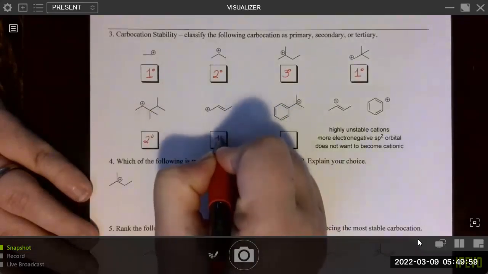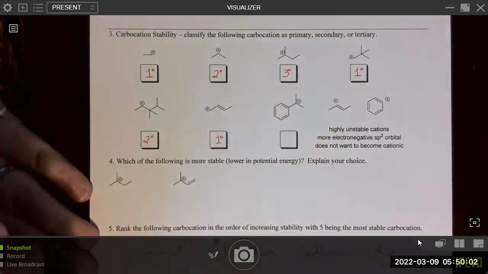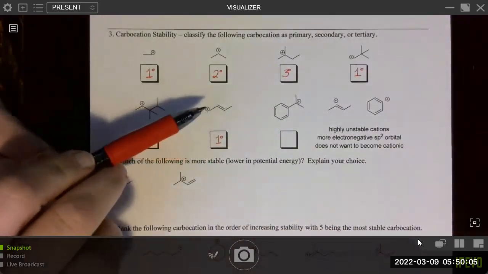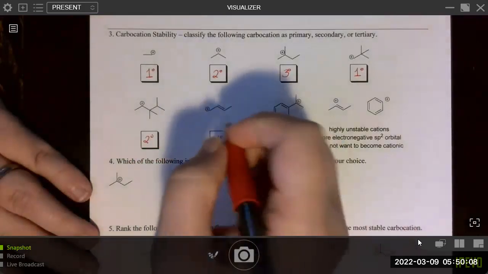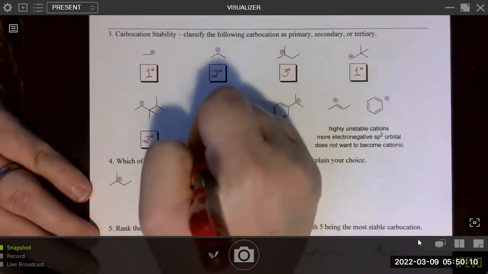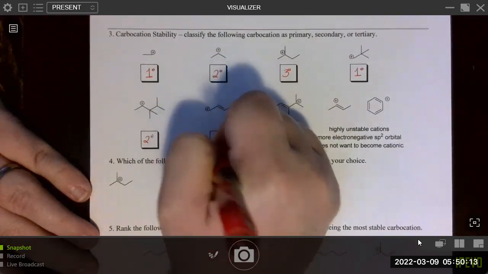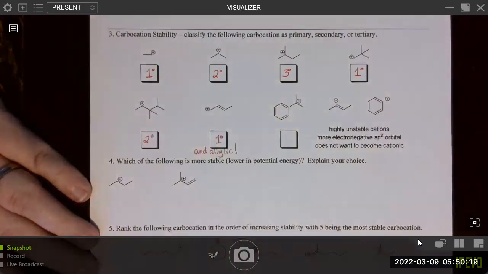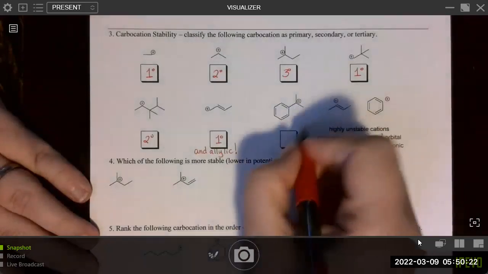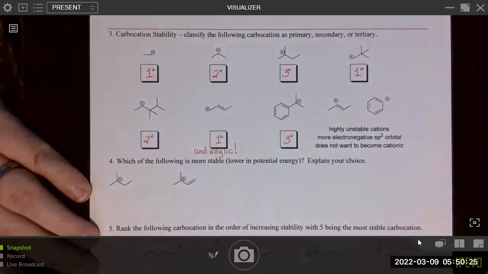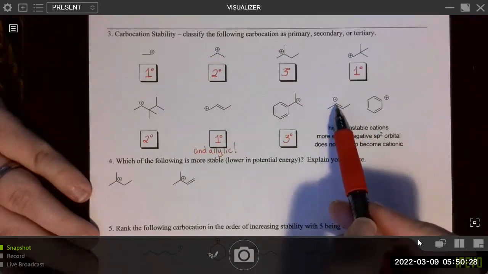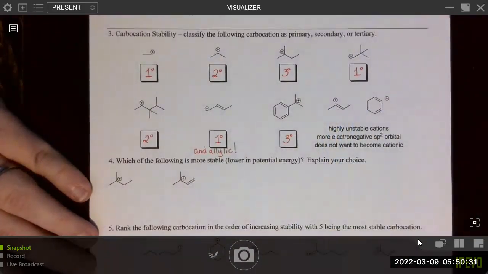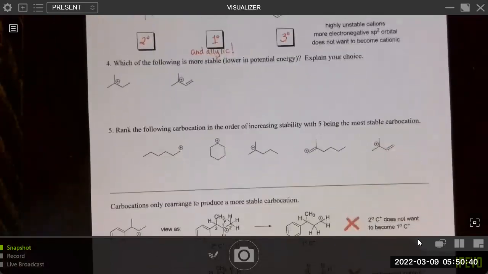Again, primary, but this one is kind of special, right? Because this one is not just primary. You might think, oh, primary, really, really unstable, right? But this one is primary, and we'll say, and allylic, right? So it's actually a lot more stable than it looks because of the resonance stabilization. This carbon is tertiary. And then just to note that sp2 hybridized carbocations are also very, very high energy, and they don't form, just like primary carbocations don't form. Okay.